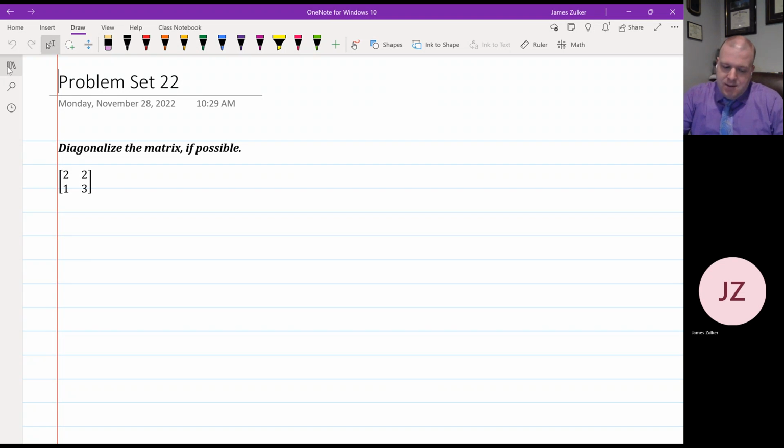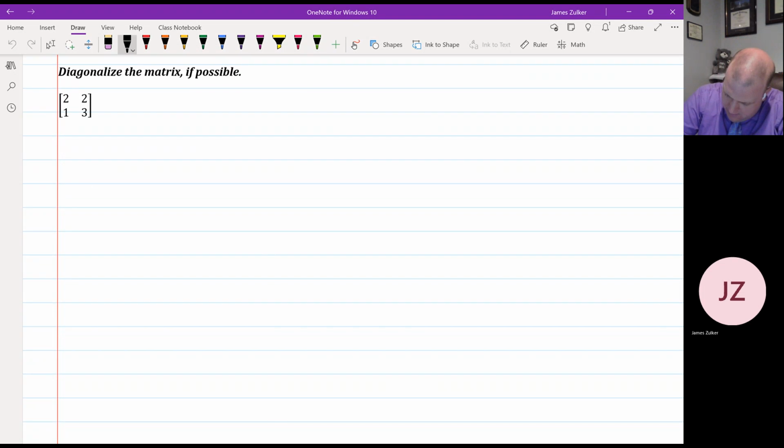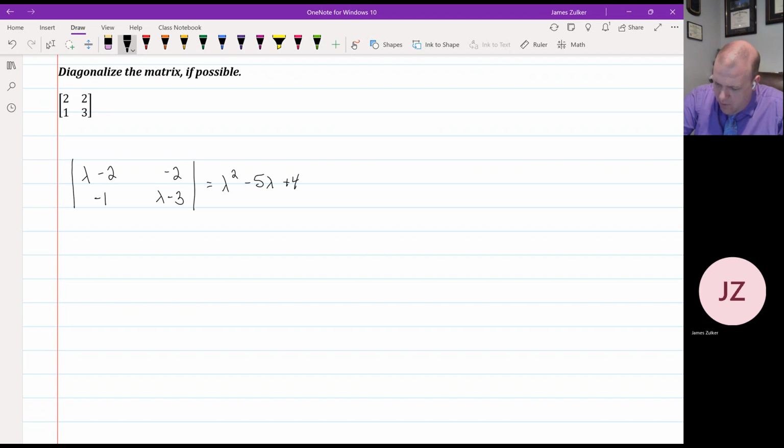All right, so the idea behind diagonalizing a matrix is first we want to find all of the eigenspaces, and a basis for each one. So we're going to start the same way we did with our last clinic. So we want this determinant. And that winds up being lambda squared minus 5 lambda plus 4 equal to 0. Okay.